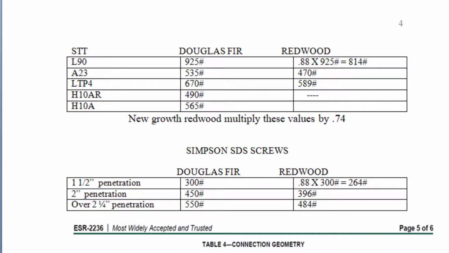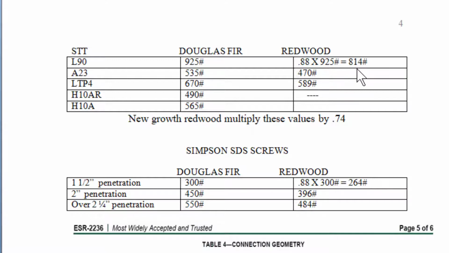Now let's go into the shear transfer ties. Exact same thing. Shear transfer ties are all rated in the catalog in terms of pounds that they can resist in Douglas fir. So we just do the exact same thing. We take our 0.88 multiplier. If we're going into old growth wood, we multiply 0.88 times whatever our Douglas fir value is, and then we end up with this right here. Just an example, Douglas fir for an L90 is 925. We multiply that times 0.88, and we end up with 814.